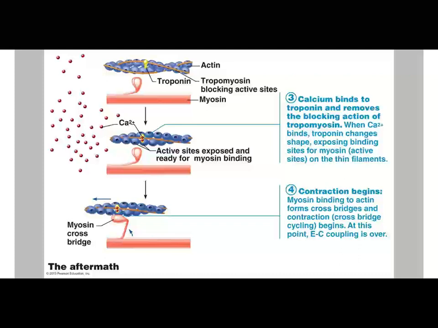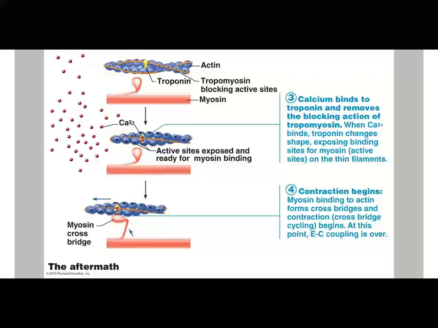And since troponin is a protein, anytime you attach something to it or take something away from it, we change its properties, we change its shape. We attach calcium to troponin, troponin changes shape and pulls the tropomyosin out of the way. So now what we see is those active sites on actin are exposed, and the myosin head is going to attach to those active sites, forming a cross bridge.